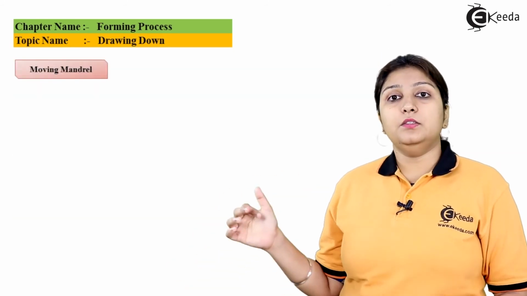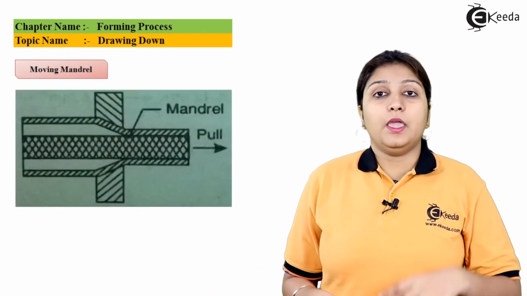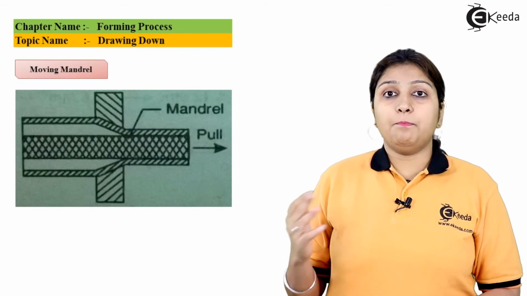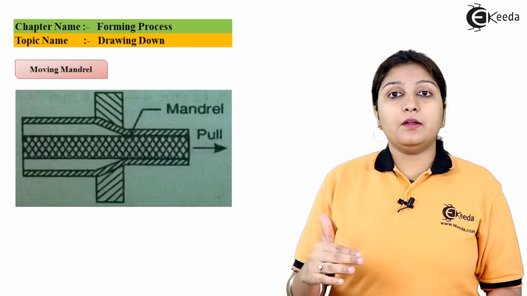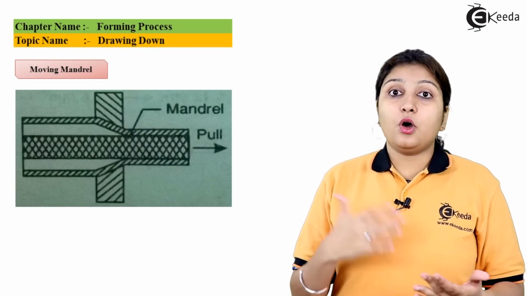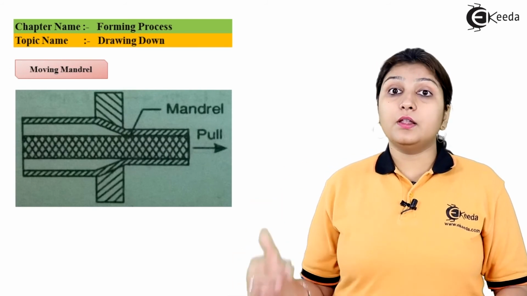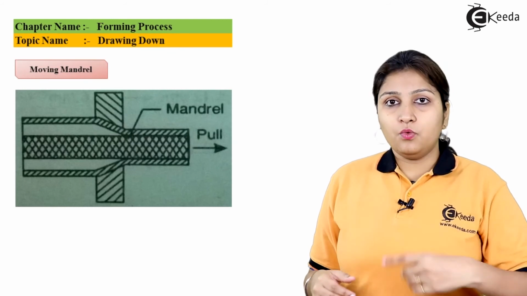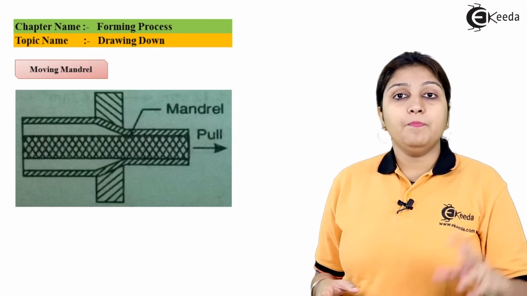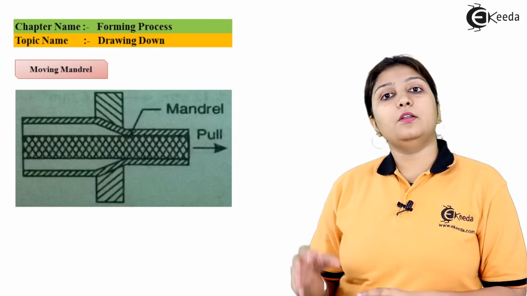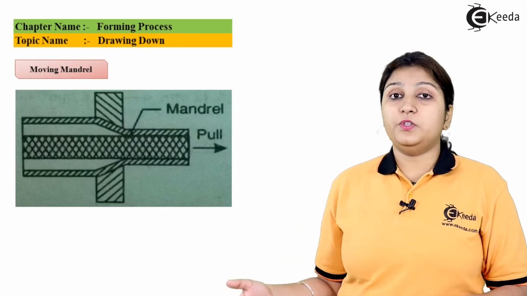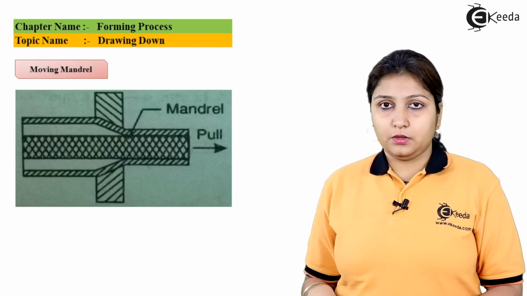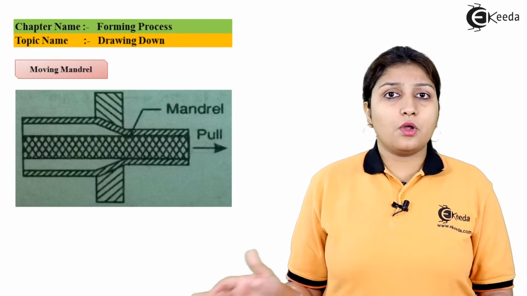And the last is the moving mandrel type. Instead of a plug, you are using a mandrel. Your mandrel is moving, and it also helps in giving the internal shape to your object. The mandrel is passing continuously through the die, and material is forced through it. So a circular object can be made as your final product. So these are the different tube drawing processes.